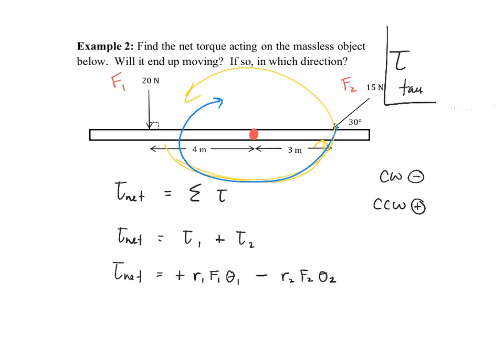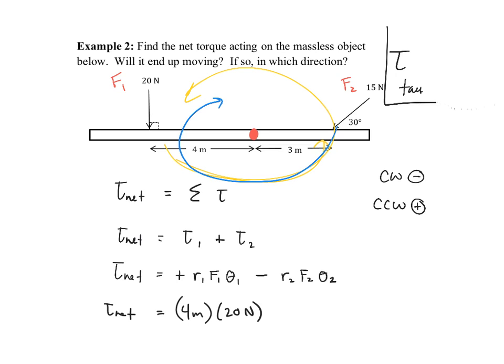So I put a positive in front of the one that causes counterclockwise. I put a negative in front of the one that causes clockwise. And then I sum these values together. Well, R1 is the distance between the applied force and the fulcrum. That's 4 meters. F1 is the applied force, which is 20 newtons.